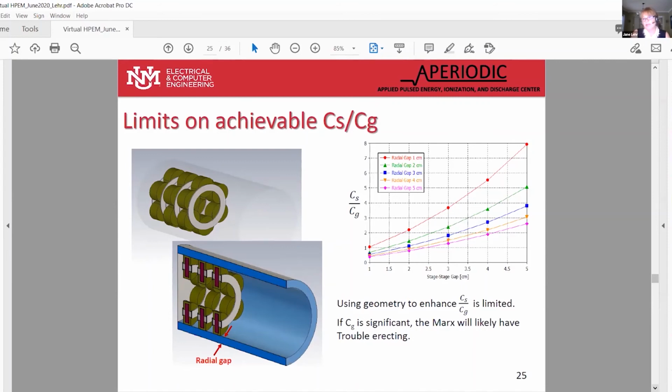And we find that if you need ratios on the order of 5 or less, you can do this through geometry. That's a very easy, passive way to do that. But the problem is, if you have a lot of interstage capacitance, your gap capacitance is going to go up, and this won't work.